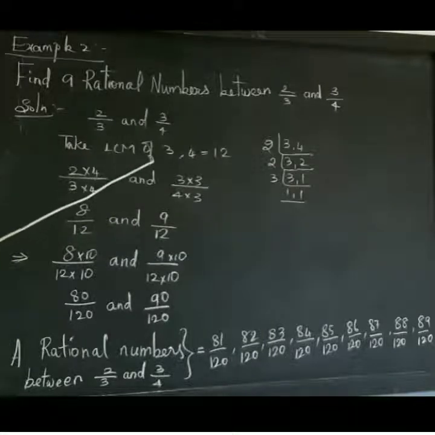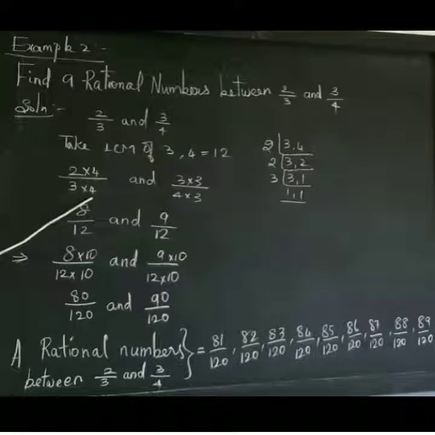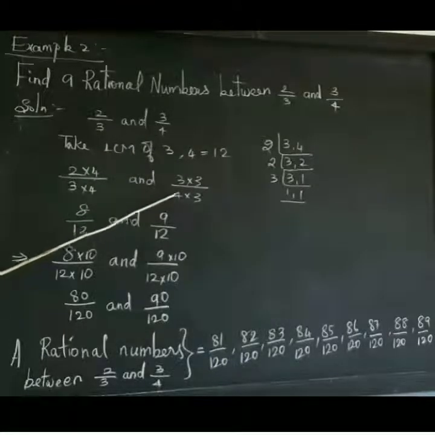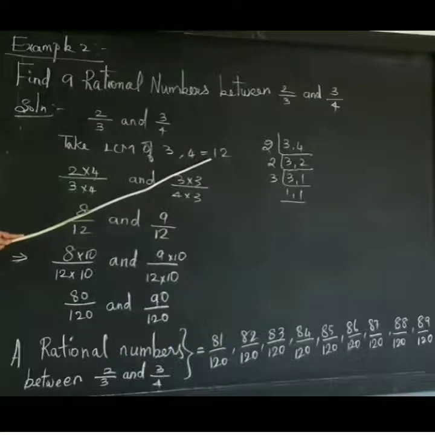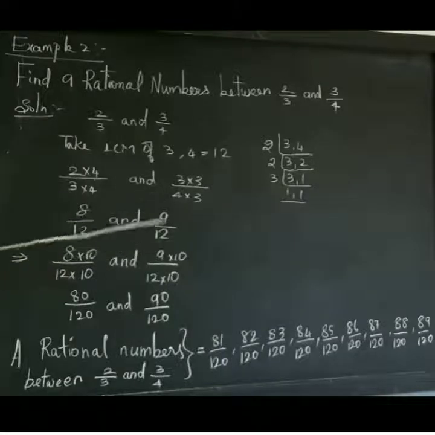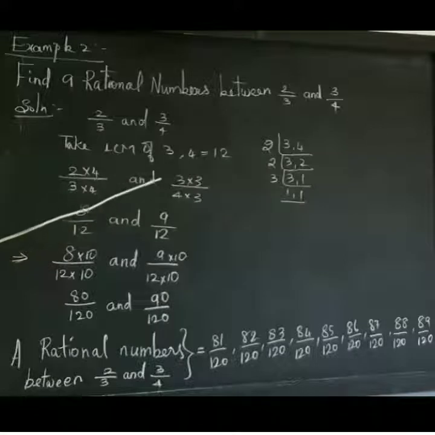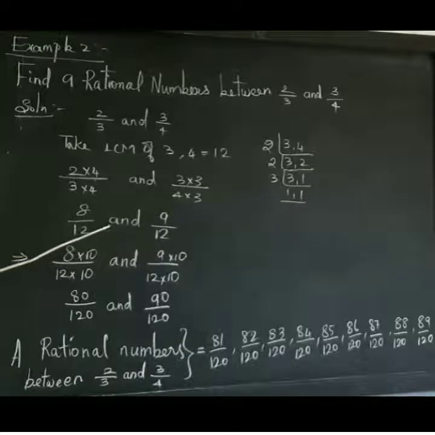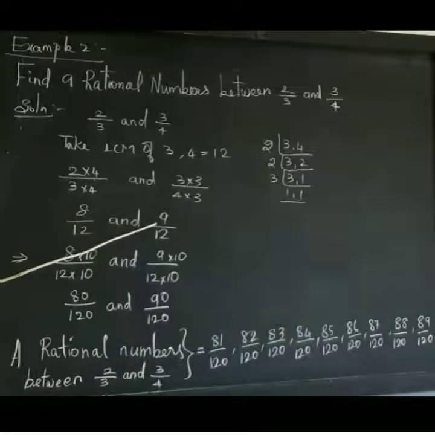Consider the first rational number, 2 by 3. In the 3 table, 12 is 4 times. So, multiply both sides by 4. Consider the second rational number. Here in the 4 table, 12 is how many times? 3 times. So, multiply both sides by 3. In the next step, simplify and write. 2 4s are 8 by 3 4s are 12, and 3 3s are 9 by 4 3s are 12. Now the denominators are the same. See the numerators, 8 and 9. There is no number between 8 and 9.